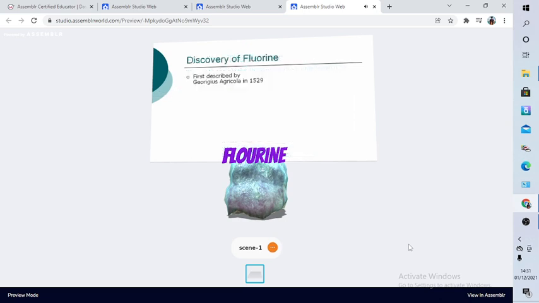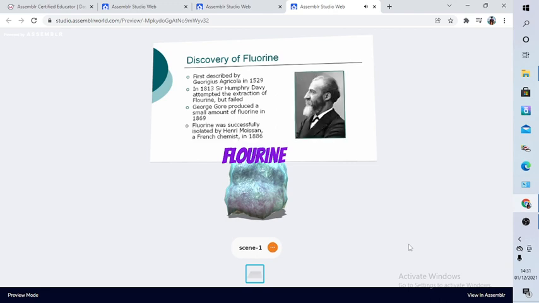It was first described in 1529 by Georgus Agricola for its use as a flux. In 1813, Sir Humphrey Davy experimented with fluorspar and attempted the extraction of fluorine, but failed. George Gore was able to produce a small amount of fluorine through an electrolytic process in 1869. It was successfully isolated by Henry Moissan, a French chemist, in 1886. He achieved this through the electrolysis of potassium fluoride and hydrofluoric acid. In 1906, Henry Moissan won the Nobel Prize in Chemistry for his work in isolating fluorine from its compounds.